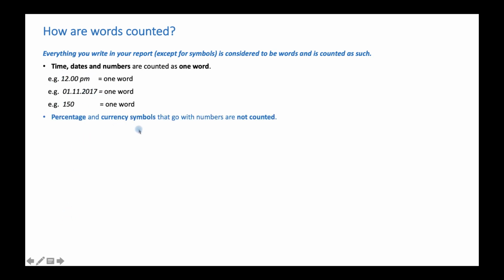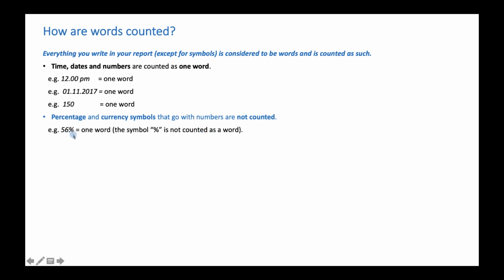Now, how are words counted? Everything you write in your report, except for symbols, is considered to be words and is counted as such. Time, dates, and numbers are counted as one word. 12 p.m., one word. The 1st of November 2017 is one word. 150 is one word. Although these first two examples are kind of not common words that you would need to write at the examination, these are given to you as an example so that you should know how words are counted. Percentage and currency symbols that go with numbers are not counted.